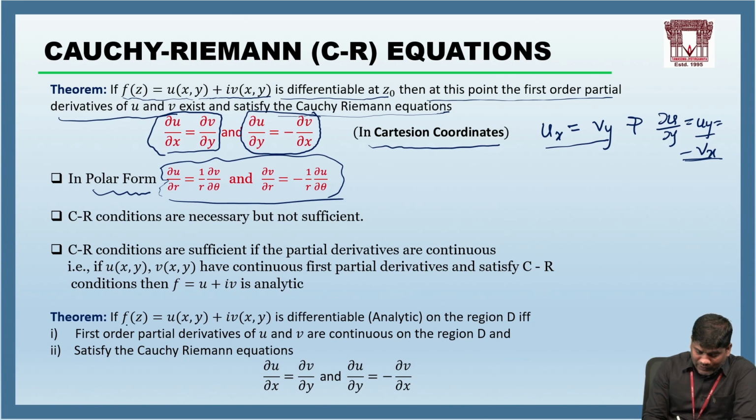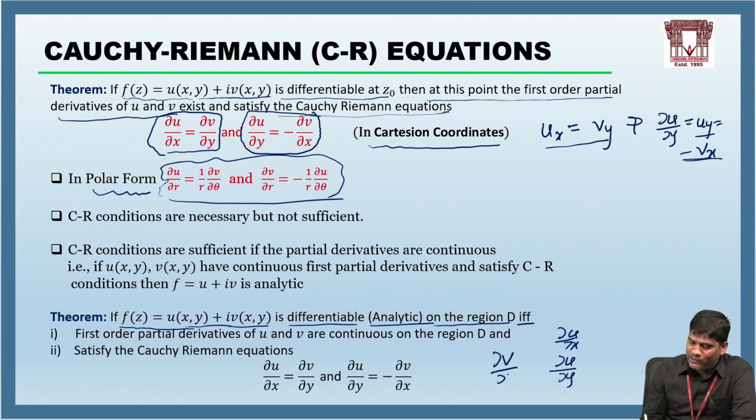Here we have that property: the function f of z equal to u of x comma y plus i times v of x comma y is differentiable or analytic on the region D if and only if the first order partial derivatives of u and v are continuous on the region D. That means dou u by dou x, dou u by dou y, dou v by dou x, dou v by dou y.